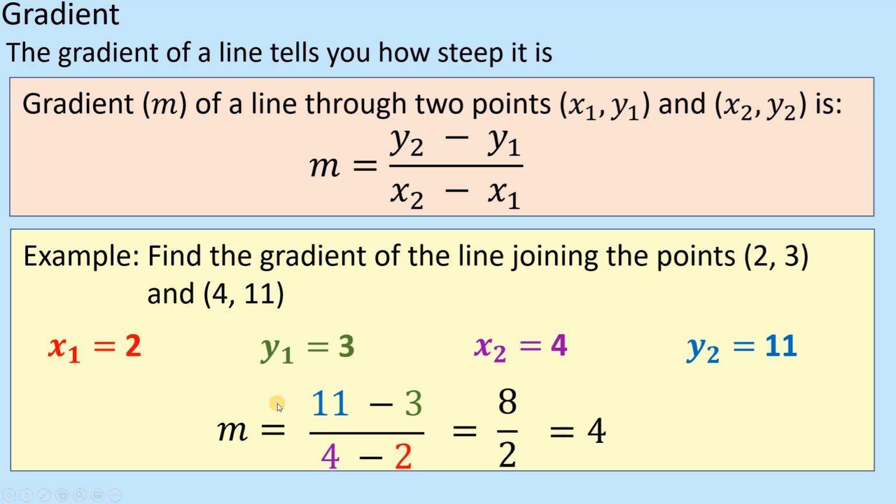So the gradient, m, and if you're not quite sure why we're calling it m, that relates to the equation of a straight line taking the form y equals mx plus c. So m is determined as being the gradient. It's quite normal, you'll come across that all over the place. So the gradient is 4. And that's it, essentially.